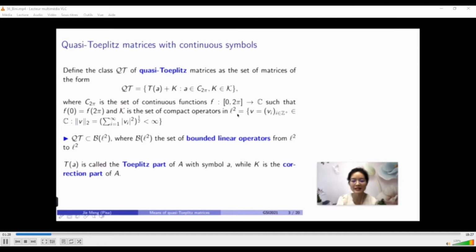The L2 space is a vector space where the 2-norm of the vector is finite. And using this definition, we found that the set Qt is a subset of the set of bounded linear operators from the L2 space to the L2 space. For any quasi-Toeplitz matrix A, we call T(A) the Toeplitz part of A, and we call K the correction part of A. And in what follows, I will use Qt to denote the word quasi-Toeplitz.